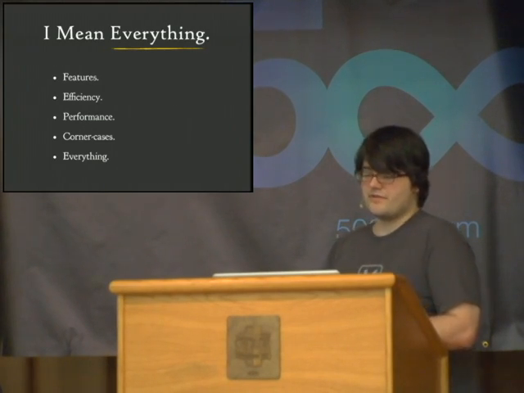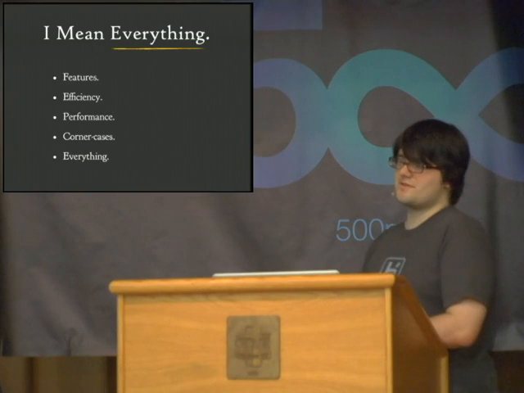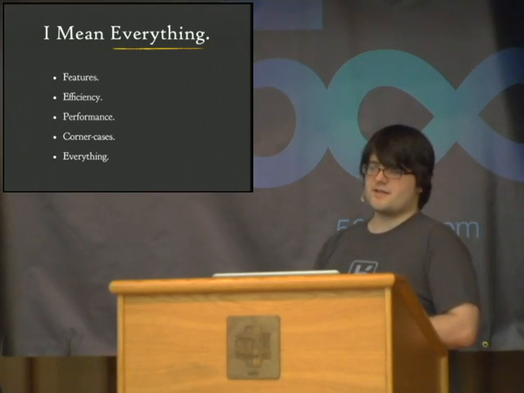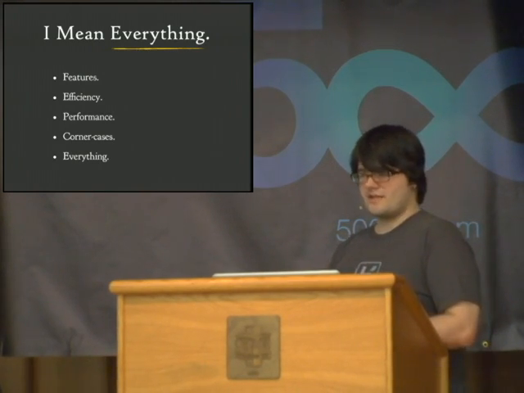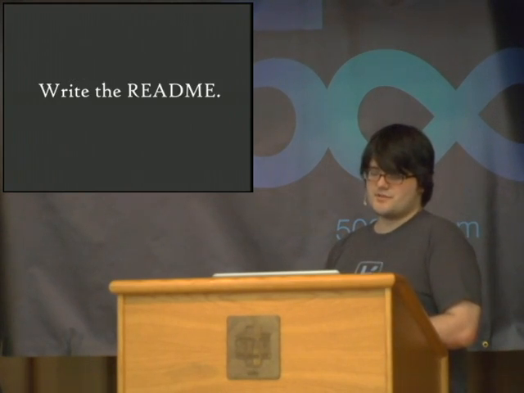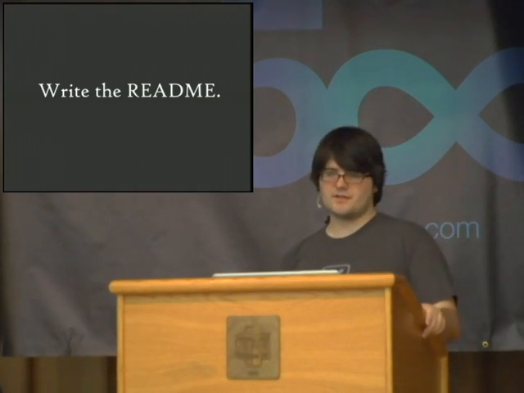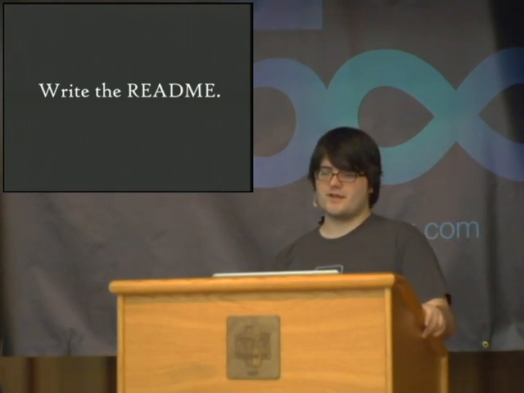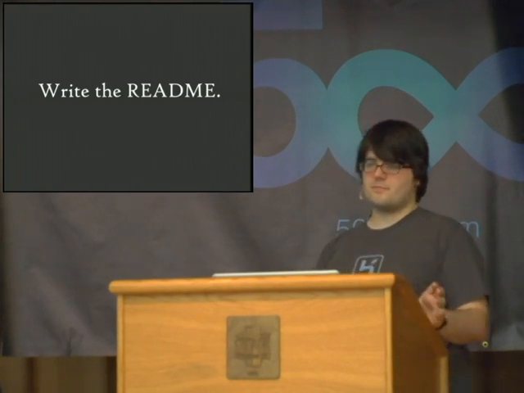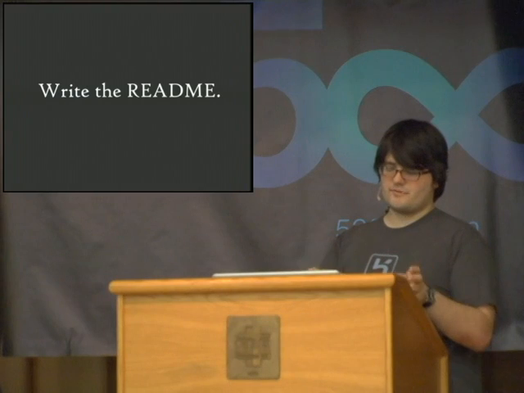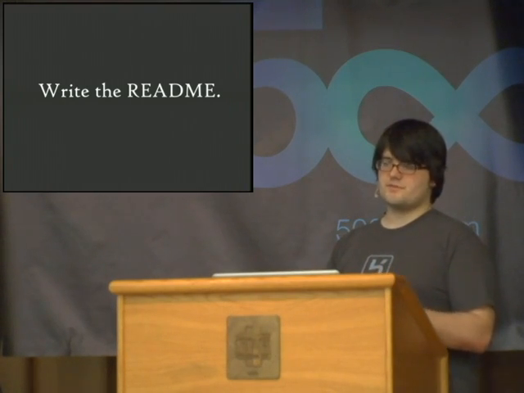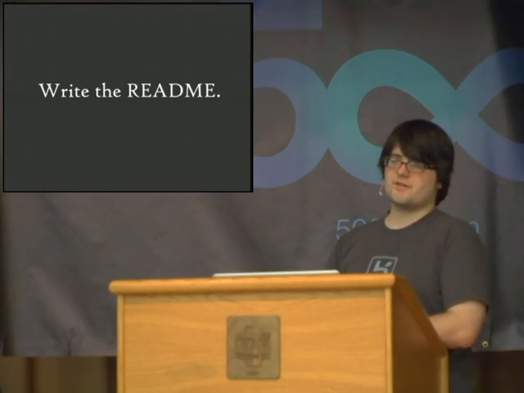And I really mean everything, like features and efficiency, performance, corner cases. All of those things are important, but I think they're all secondary to the API. And I'll show you what I mean. So when I'm writing code like this, the first thing I do is I actually like to write a README before I actually write any code. So if I'm going to write a module, I'll sit down and write the README with example usage of how to use this thing before a single line of code is written.